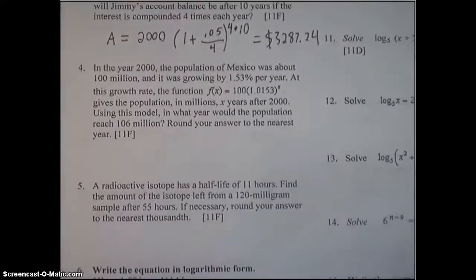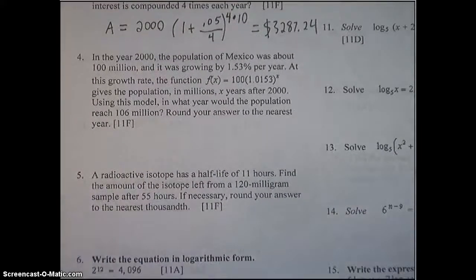Okay. In the year 2000, the population of Mexico was about 100 million, and it was growing by 1.53% per year. At this growth rate, the function f of x equals 100 times 1.0153 to the x gives us the population in millions, x years after the year 2000. Using this model, in what year would the population reach 106 million? Round your answer to the nearest year.